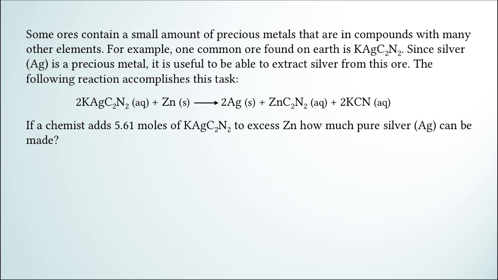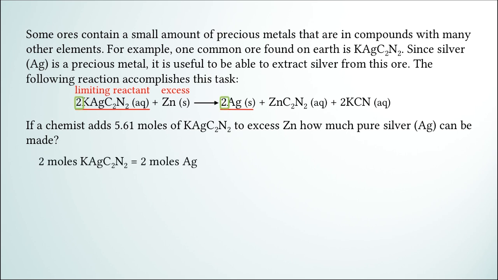If a chemist adds 5.61 moles of potassium silver cyanide to excess zinc, how much pure silver, Ag, can be made? Okay, we have excess zinc in this chemical reaction. That means that potassium silver cyanide is the limiting reactant. We know that the limiting reactant determines the amount of all the products in a reaction. We're told how much potassium silver cyanide we are using, and we're asked to figure out how much pure silver is made. We just need to figure out the relationship between potassium silver cyanide and pure silver. Then we can take that relationship and do a conversion.